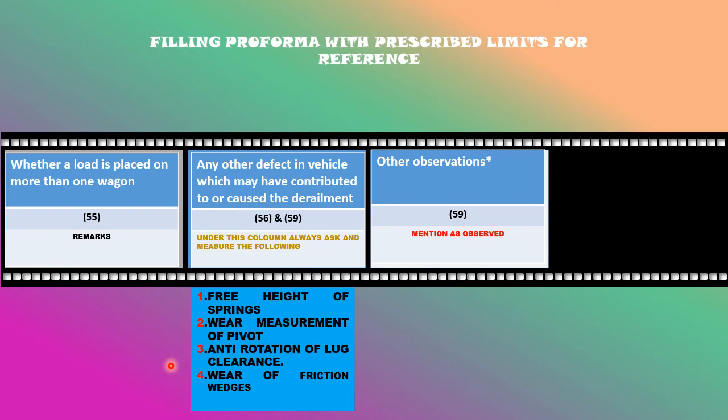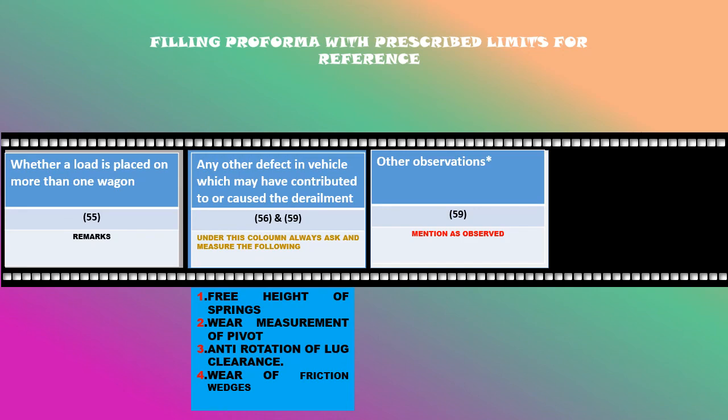And even for the wear of friction wedges, we need to measure it. The condition cannot be visually described. This has to be measured in millimeters, and they have to give it.